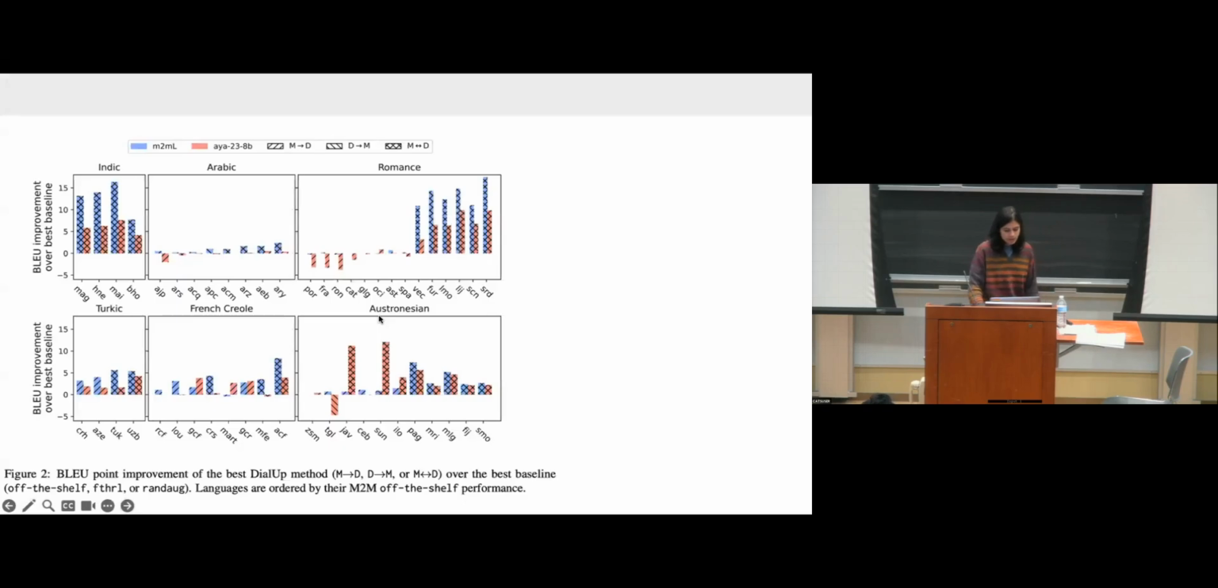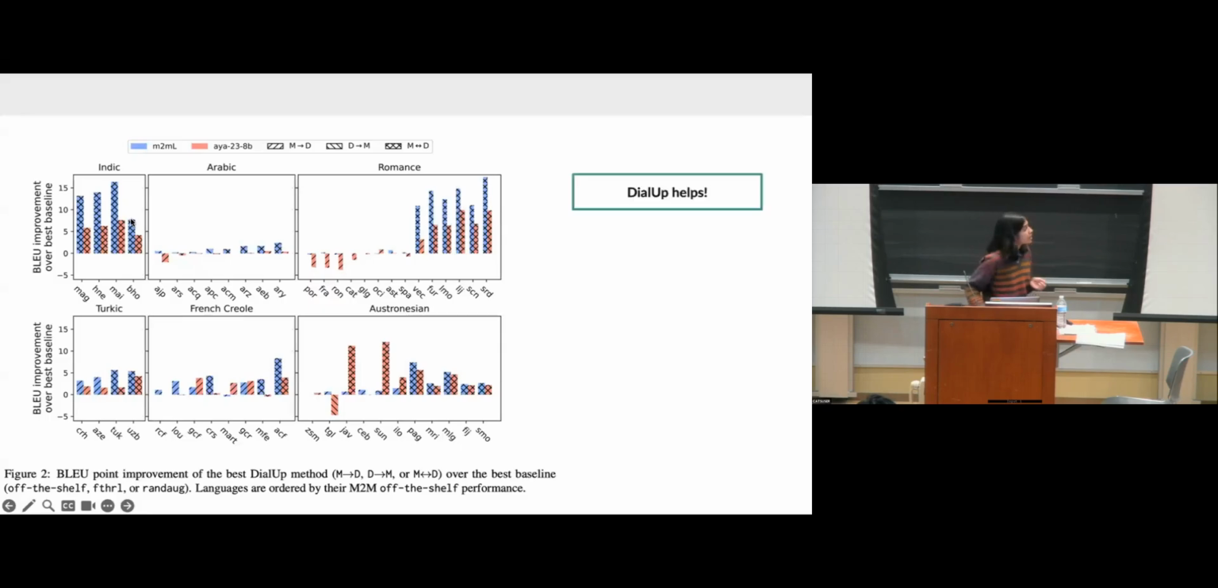Okay, so here are the results by language family, right? The blue bars are M2M, the red ones are IA. The y-axis has improvement over the best baseline. The best baseline could be any one of these three, and we show the improvement of our best method. The method itself is indicated by the filling or the hatches inside the bars, right?